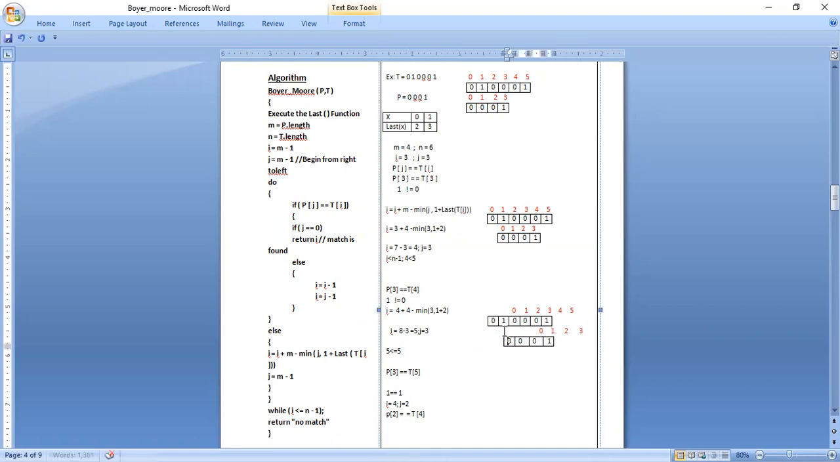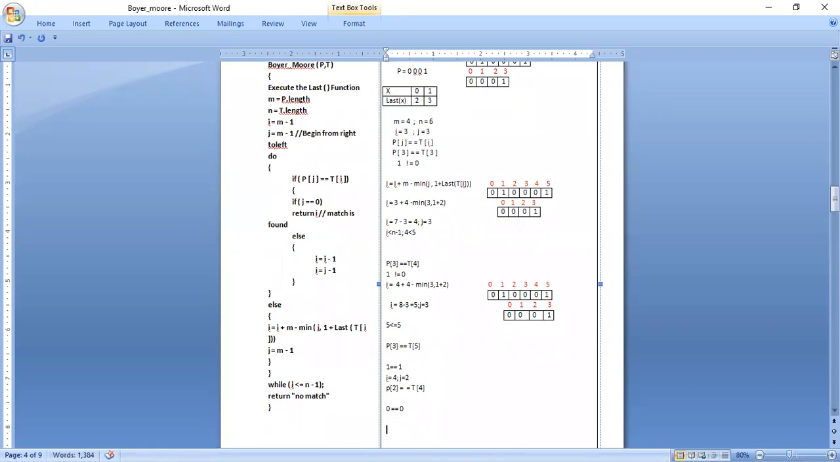That means my pattern has come to this position now. So it's checking for P of 2. What is P of 2? P of 2 is 0. And what is T of 4? It is also 0. It is a match again.